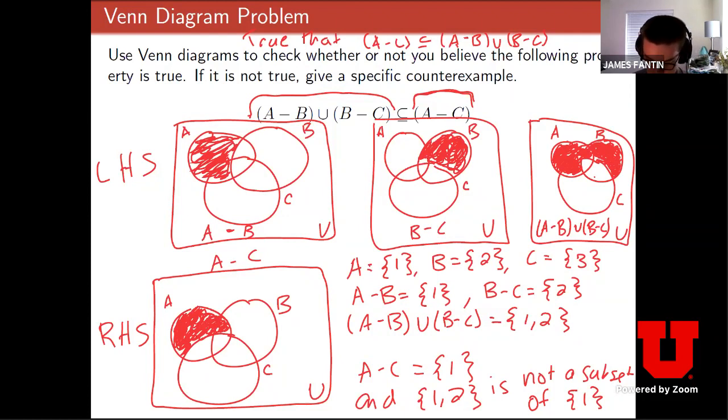And we can see that over here. For it to be a subset, we need all of the shaded regions contained in this A minus C diagram to be contained in this diagram over here. And that is in fact the case. Yeah, really good question. So let's go ahead and move on to the next problem.